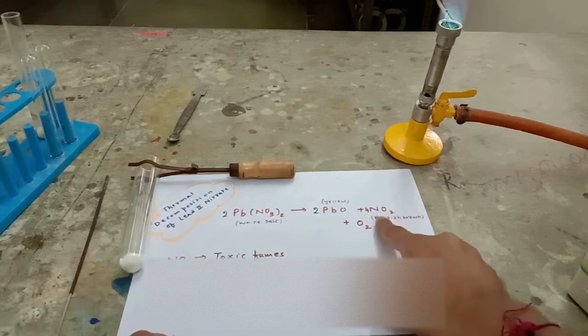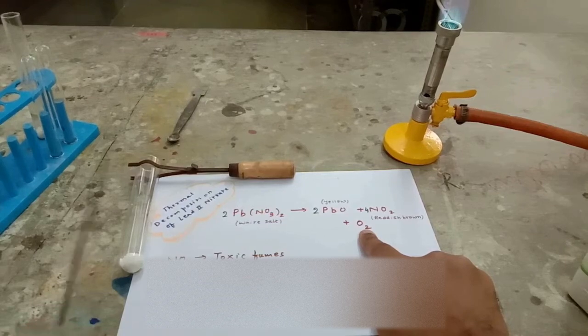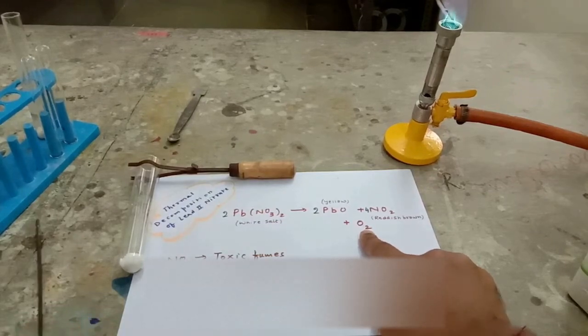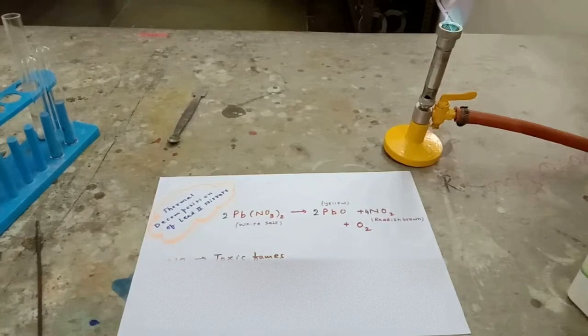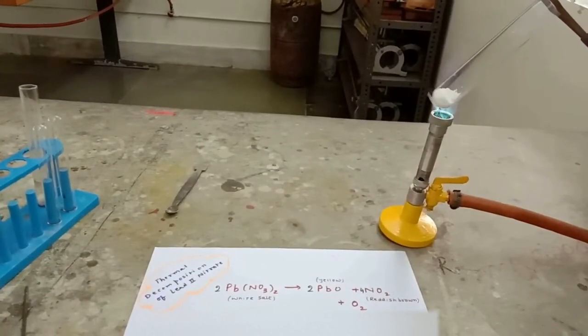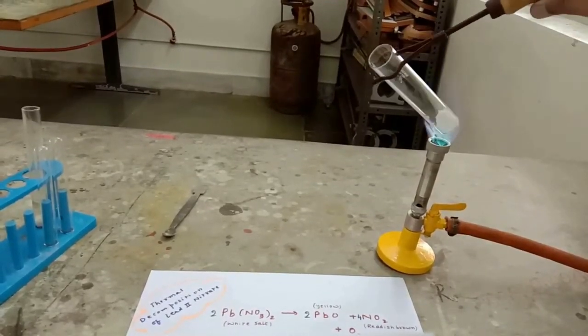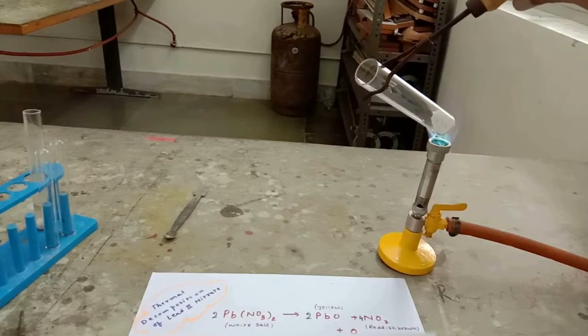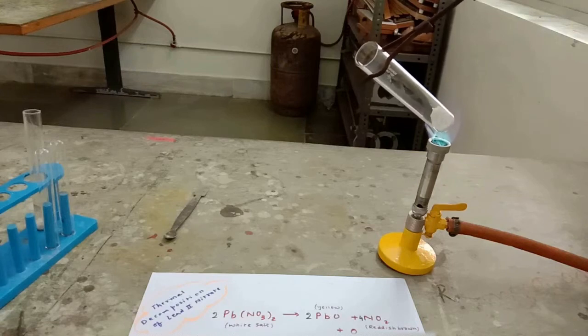And this is an incense stick, which helps us to find the liberation of oxygen gas. So lead nitrate on heating gives lead oxide, nitrogen dioxide, which is a brown gas, and then oxygen gas. Let us see the observations.